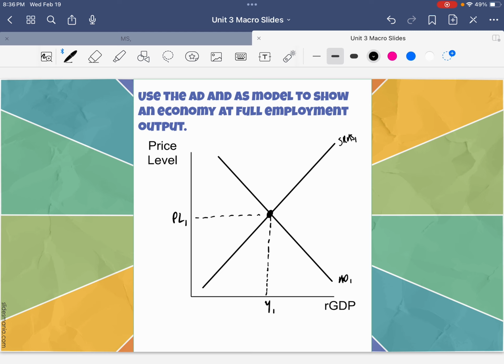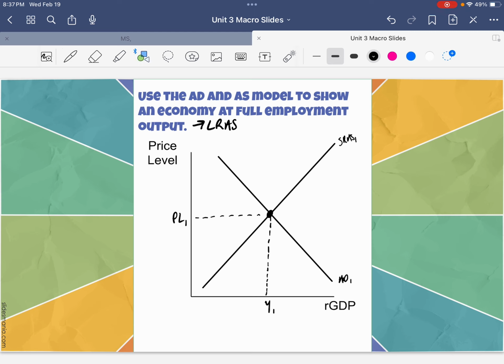Now, if we want to show where our current economy is, that is where equilibrium is. Where supply meets demand is our current economic state. So this question says, show an economy at full employment output. Full employment output is the fancy term for long run aggregate supply, our long run potential. So they want us to show on this graph that equilibrium is where full potential is. Like we have the perfect economy, there's nothing wrong.